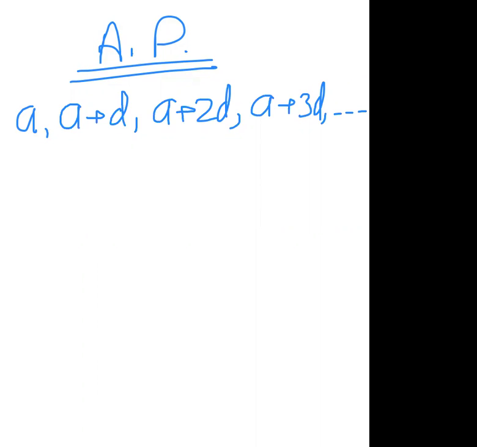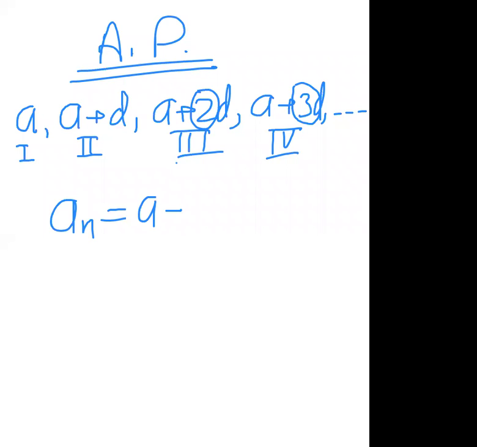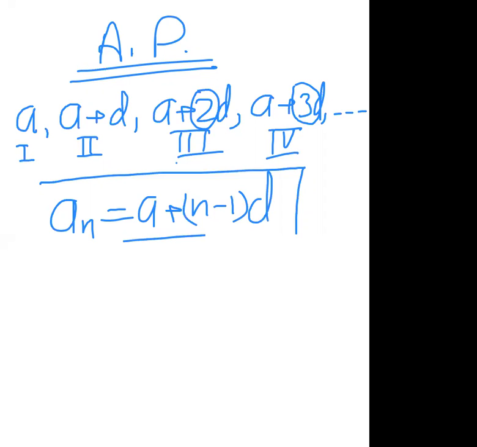Just try to see, this is the first term, second term, third term, and this one is the fourth term. In the fourth term, this one is 3, 1 less. In the third term, it is 2. So the nth term will also be 1 less. 1 less means a plus n minus 1 into the difference d.